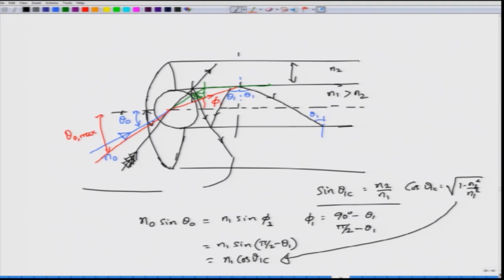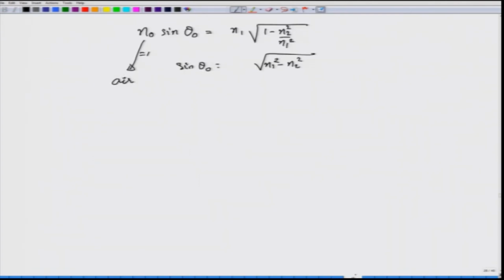and therefore this black ray of light would not propagate for a very long distance. So, we have a maximum value for theta 0, and this maximum value of theta 0 is called the acceptance angle of the fiber. For single mode fiber, the sine of this angle is given by the square root of n1 square minus n2 square. Therefore, this acceptance angle is the inverse sine of the square root of n1 square minus n2 square.